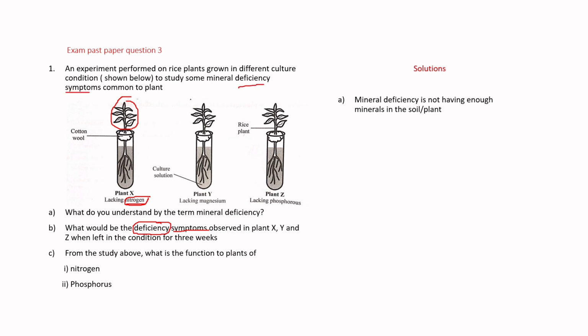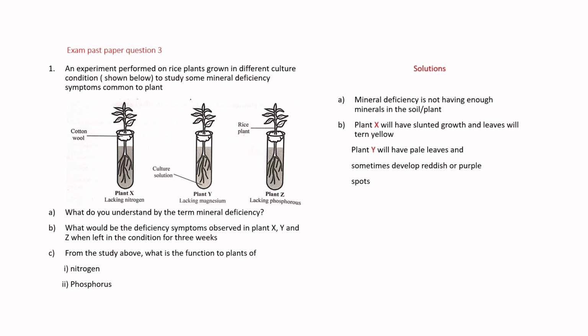So when nitrogen is lacking, the plant will have slanted growth and the leaves will turn yellow. The reason why the leaves will turn yellow is that nitrogen is responsible for formation of chlorophyll, a green pigment which is present in chloroplast. And then when plant Y is lacking magnesium, plant Y will have pale leaves and sometimes develop reddish or purple spots.